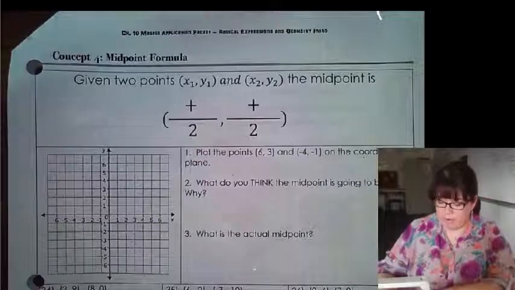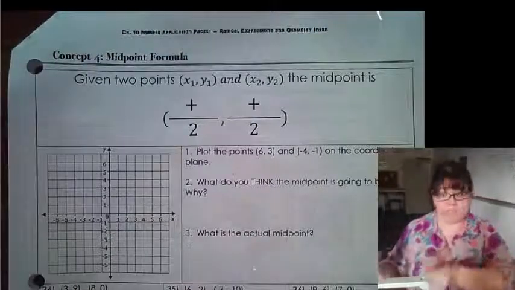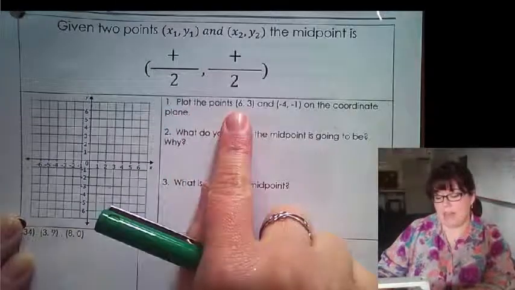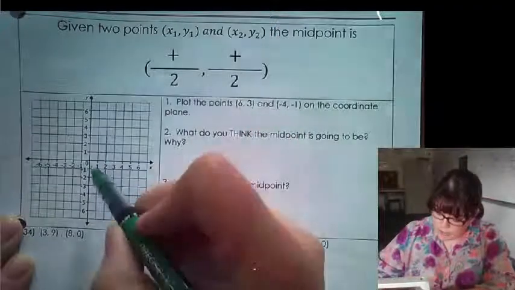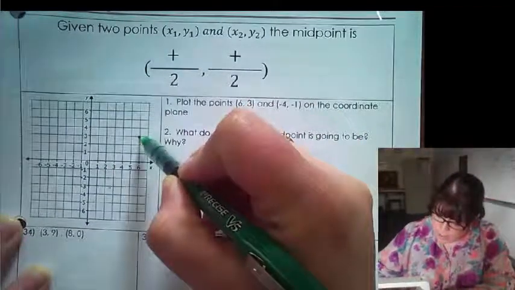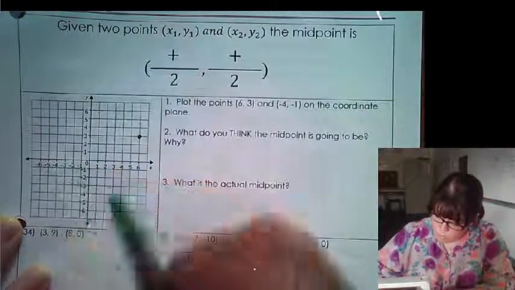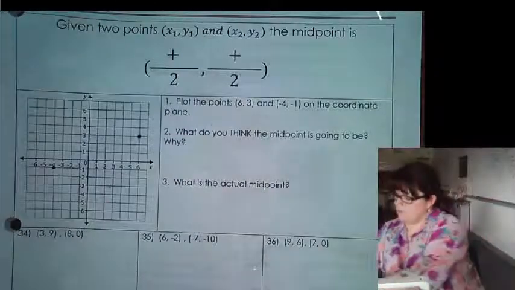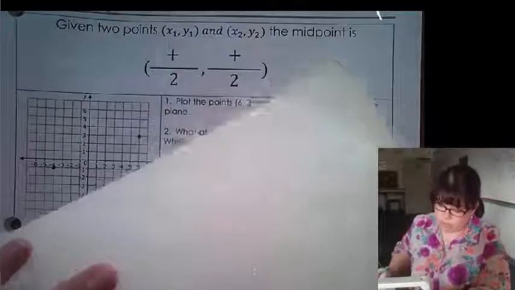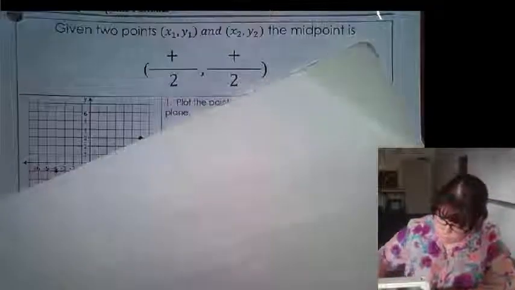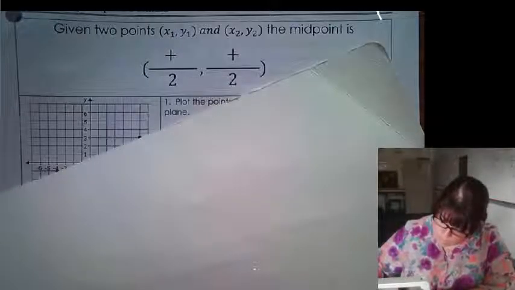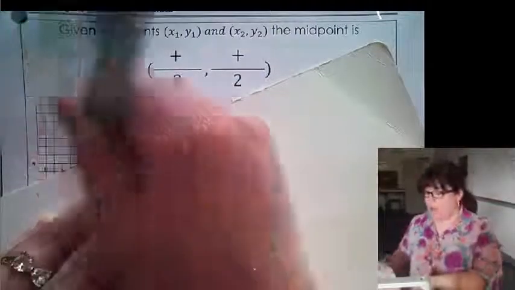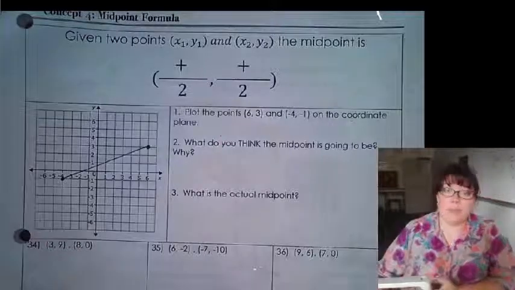Let's take a look right here at this piece of grid paper. Number 1 says plot the points (6, 3) and (-4, -1) on the coordinate plane. So we're going to go over to (6, 3) and (-4, -1), and we are going to connect those. Always use a straight edge. I happen to have a notebook here that I'm just going to use as my straight edge. Make sure to line up the middle of your points. Connect them with your straight edge. There we go. So there's a segment between those 2 points.